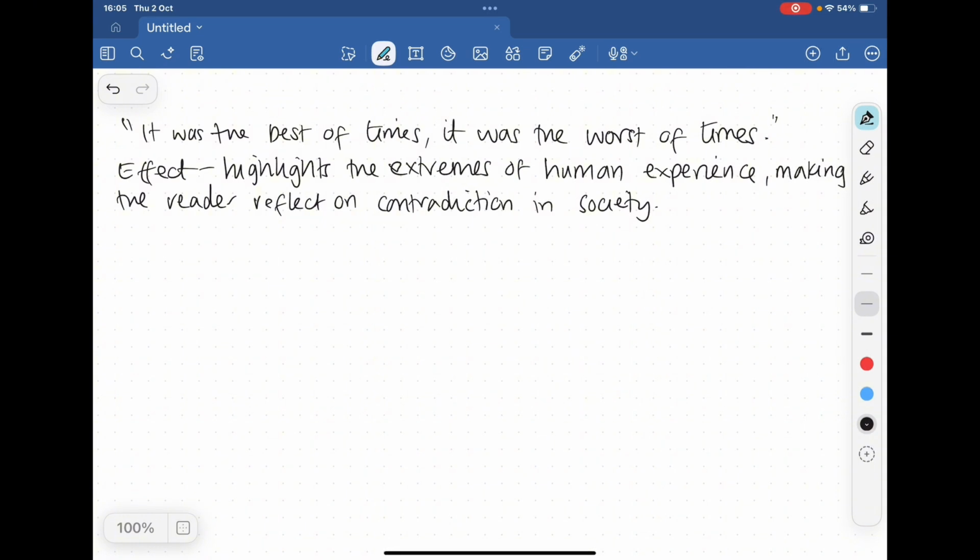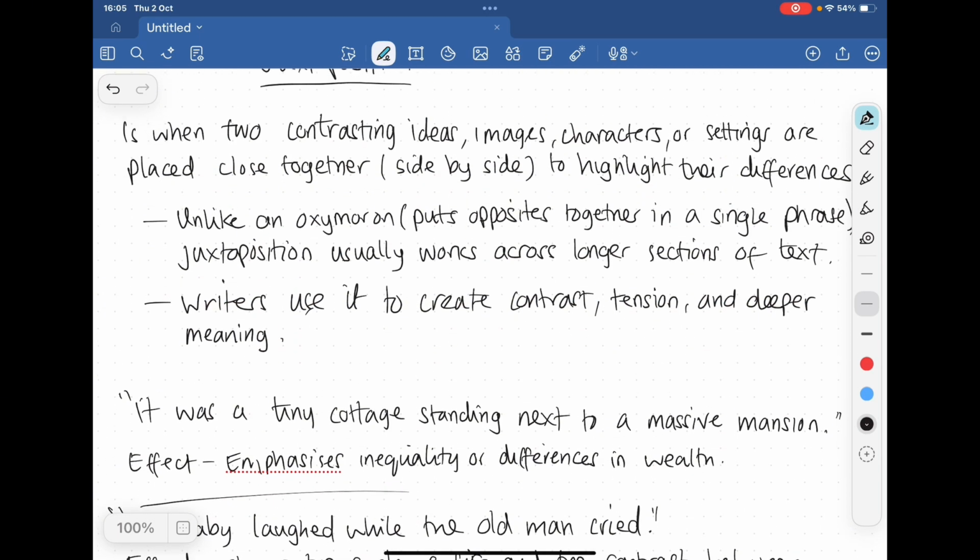We can also say, juxtaposition overall highlights contrast, creates tension and conflict, deepens themes, encourages reflection, and helps define characters by placing them against their opposites. So I hope that helps with juxtaposition. Thank you for listening.